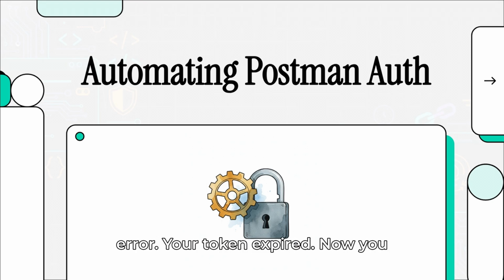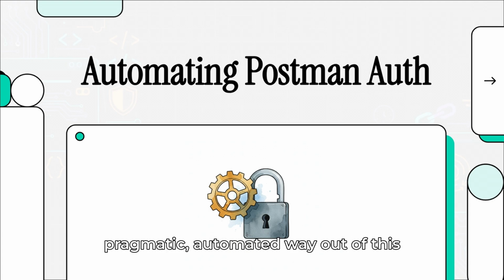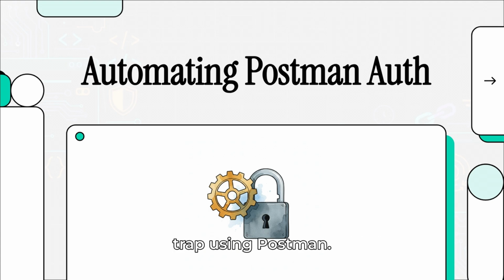Your token expired. Now you have to stop everything you're doing, authenticate all over again, and manually manage that token. It's incredibly frustrating. It completely breaks your flow, and frankly, it wastes a ton of time. Well, today, we're going to fix that. I'm going to show you a highly pragmatic, automated way out of this trap using Postman.